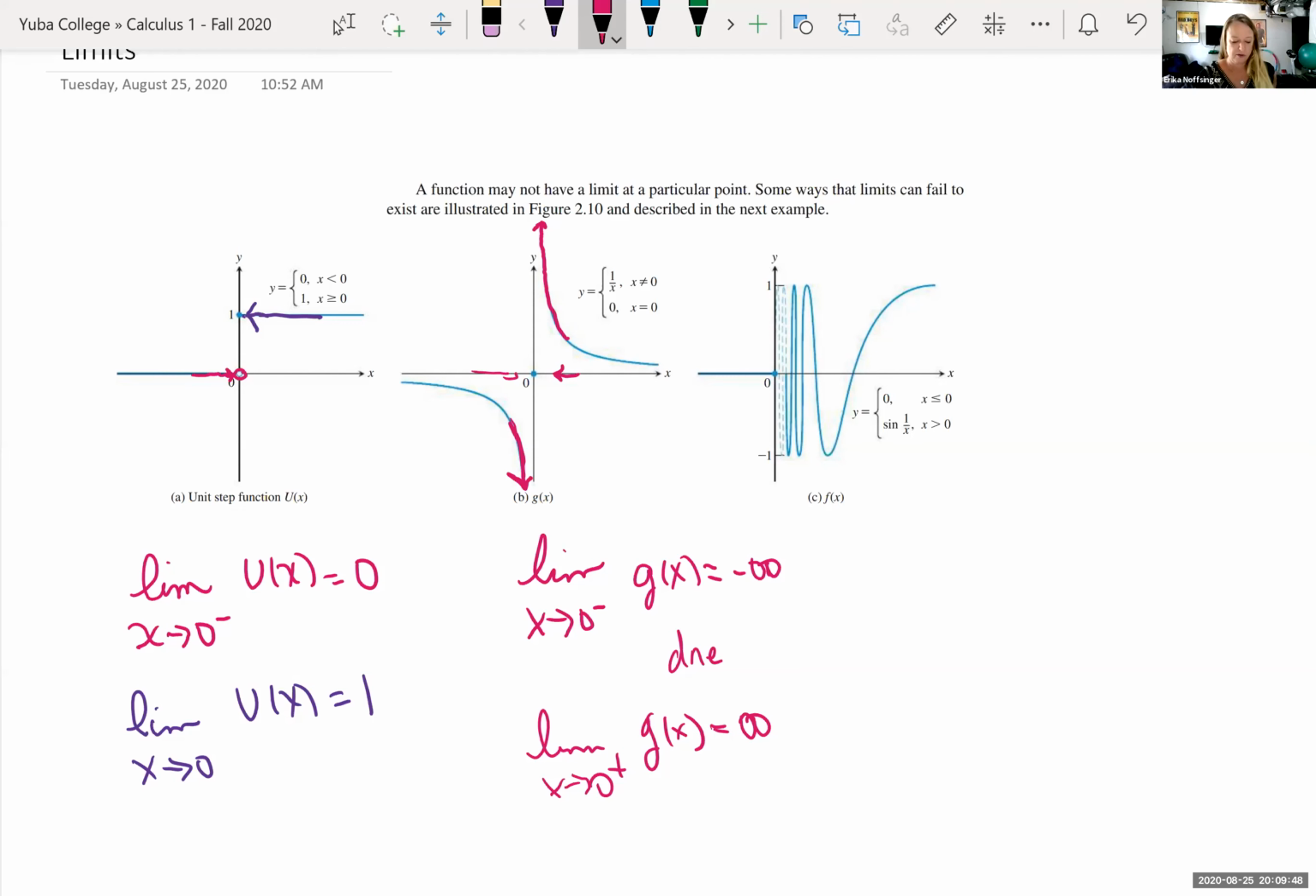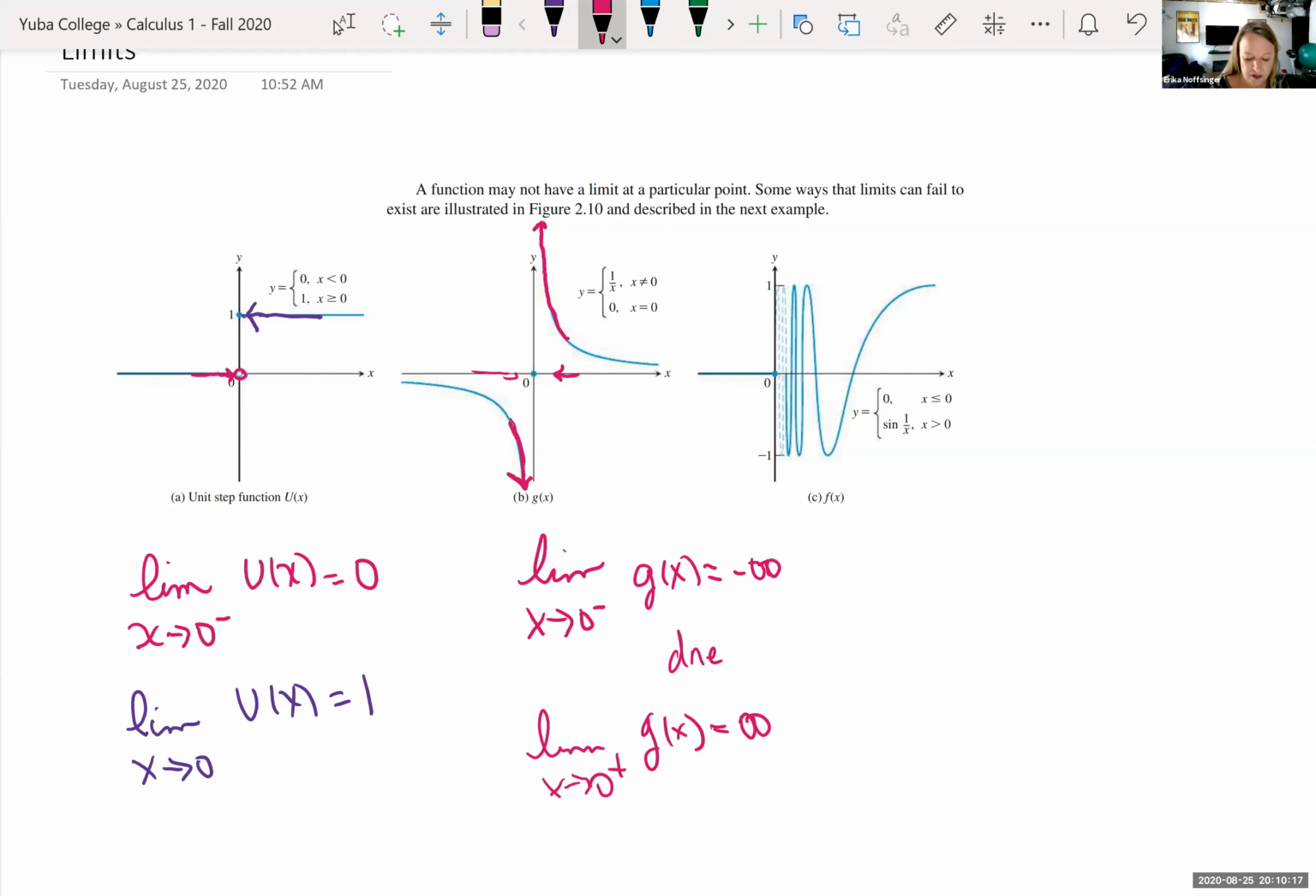The one example I really wanted to look at was this next example, because I didn't really talk about graphs where we start oscillating back and forth really, really fast. This is another example of a limit not existing, because it goes up and down so fast as you're getting closer and closer to this value of 0, it's not going to one particular value.